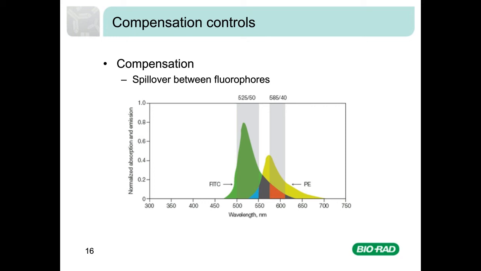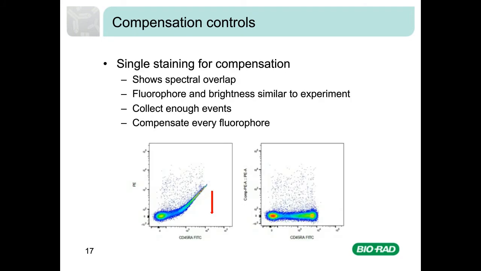An example is shown here, where FITC and PE are combined. The FITC emission is shown in green, and the PE emission is shown in yellow. The filters used in the cytometer are shown in grey. In red is the percentage of FITC that spills over into the PE detector. So how do you determine the amount of spillover?